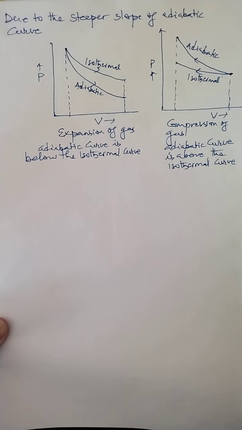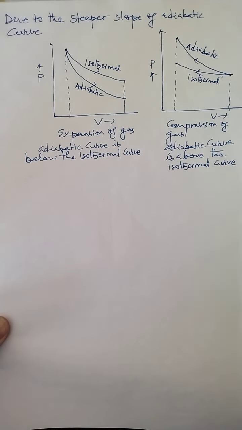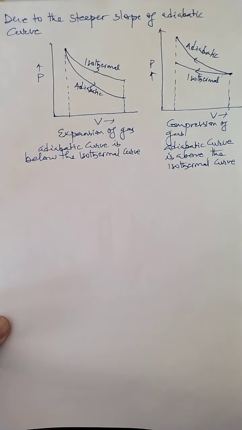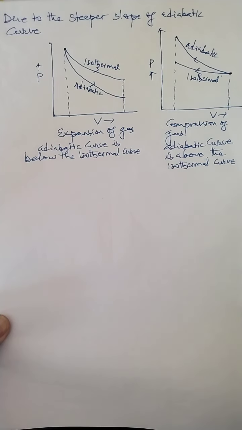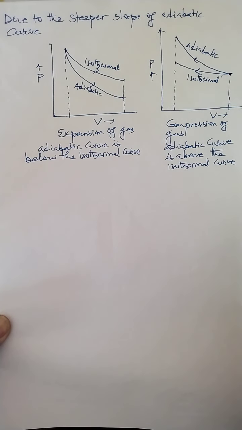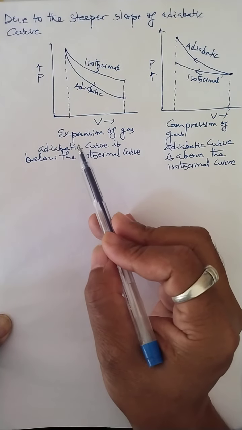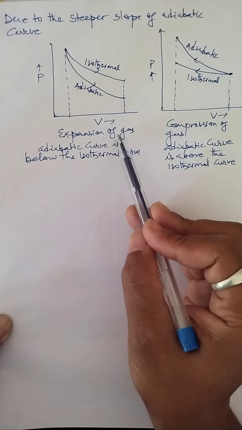And children, we can compare the adiabatic curve and isothermal curve under the expansion of gas and under the compression of gas, because gas as a system can be compressed and it can be expanded. Expand means the volume increases, compress means the volume decreases. When volume increases, pressure decreases, and when volume decreases, pressure increases. That means they are vice versa. As you have learned, the adiabatic curve is always steeper than the isothermal curve.